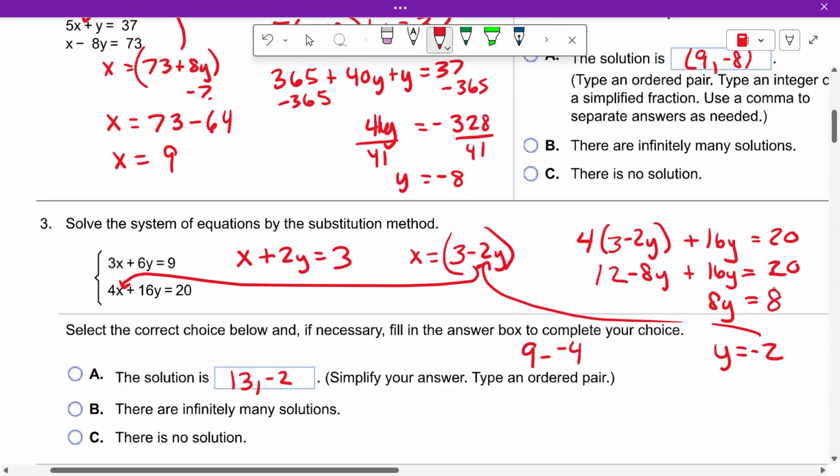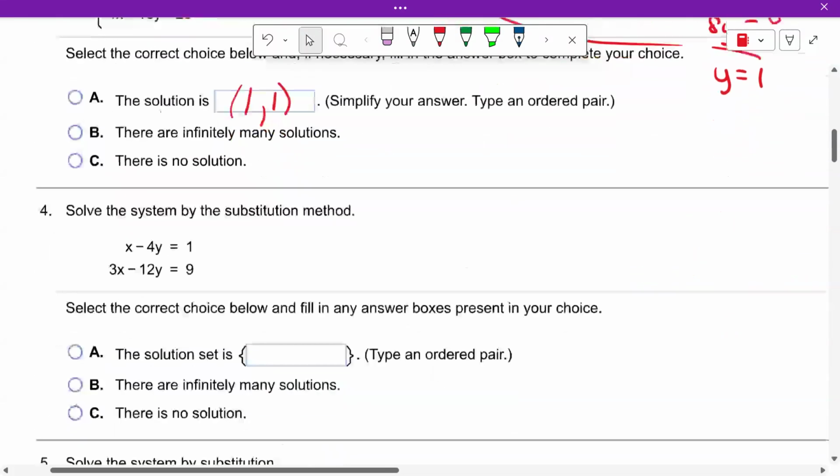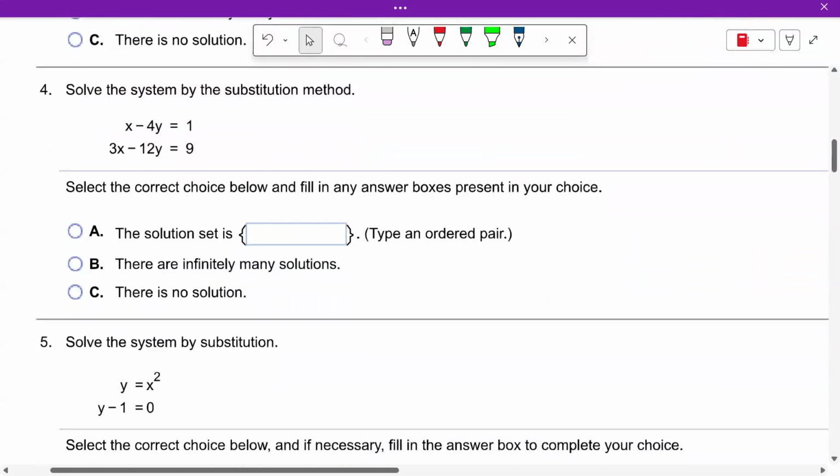Move the 12 over, it's 8. So y equals 1. If y equals 1, x equals 1. 1, 1, 1, 1. Yep, that works. Okay, I don't think we need to do a third one. Ooh, or do we? No, we don't need to do a third one.